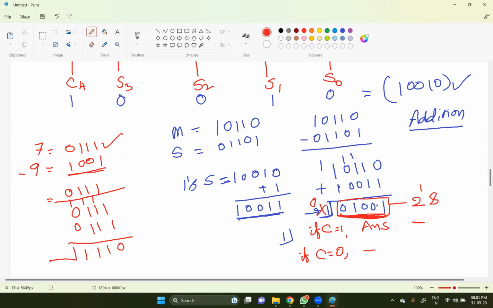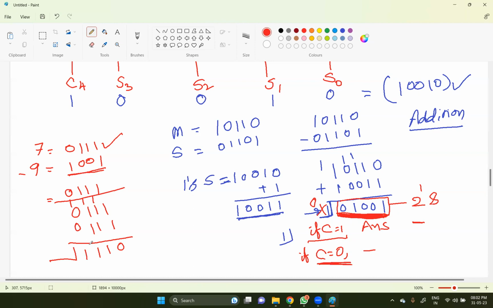If 1 will be there, then you have to identify the 2's complement. If 0 will be there, that is the final answer. Sorry, whatever the discussion I made here, vice versa: if carry will be equal to 1, the answer will be in 2's complement form. If carry will be equal to 0, the answer will be as it is.